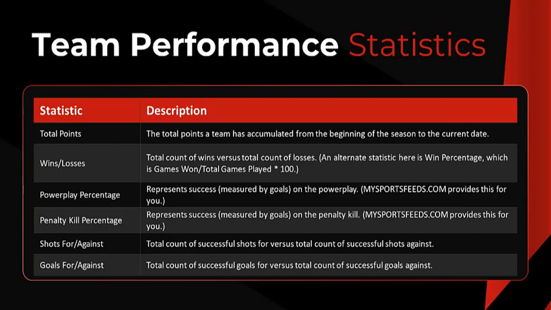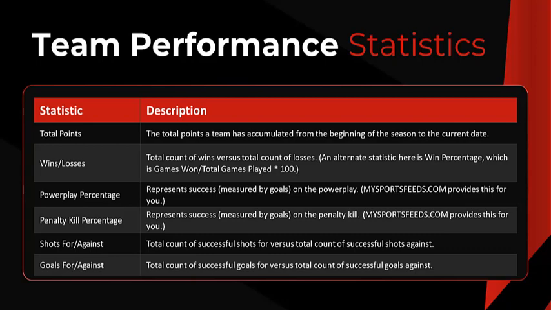Penalty kill percentage. This statistic measures how successful a team is at killing penalties. It can be displayed as a percentage of penalties killed per penalty kill opportunities. Shots for and shots against. This statistic measures how many shots a team has taken and how many shots they've allowed. It can help users understand how well a team is controlling possession and generating scoring chances.